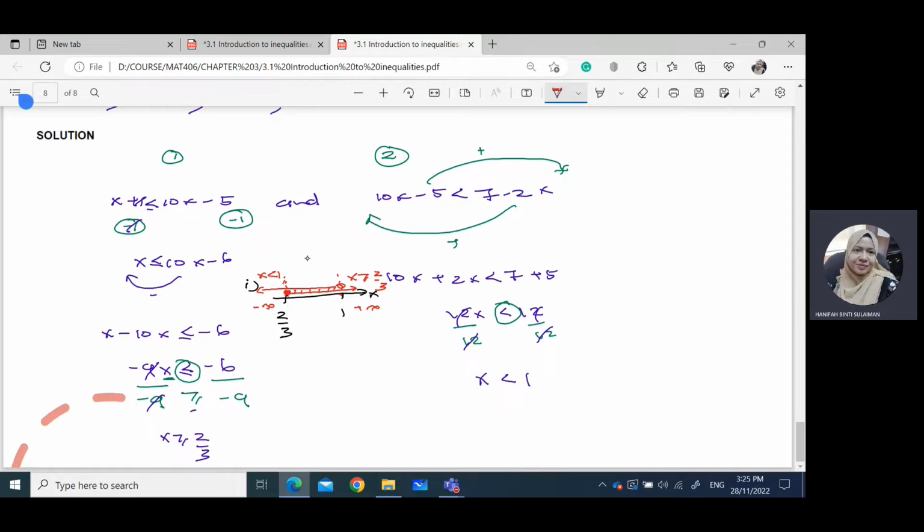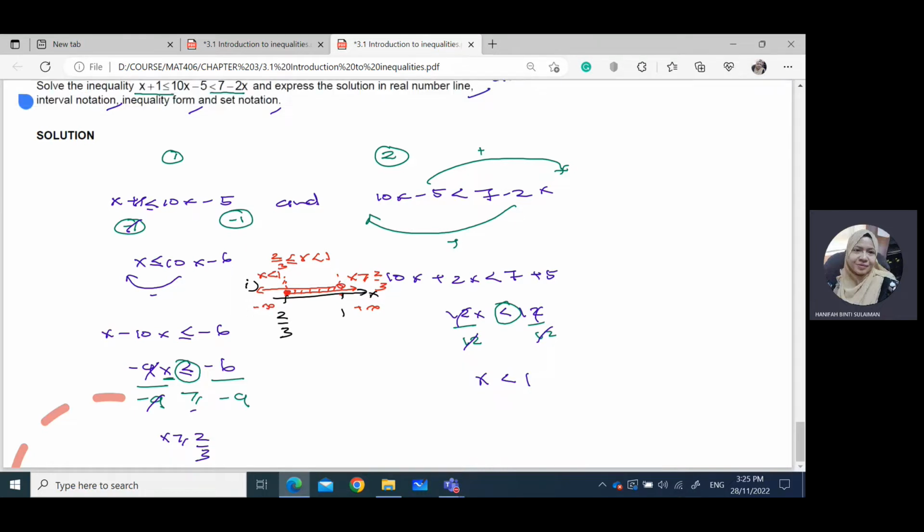Okay, so kita boleh tulis sebagai x is greater than or equal to 2/3 and less than 1. Okay, so less than 1. So, untuk nilai-nilai x ni, bila you masukkan nilai x ke dalam equation yang disediakan, so dia sentiasa memberi makna. Okay, sentiasa satisfy. Alright. Okay, so this one in number line and interval notation.